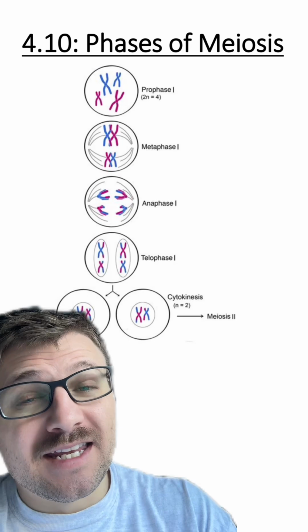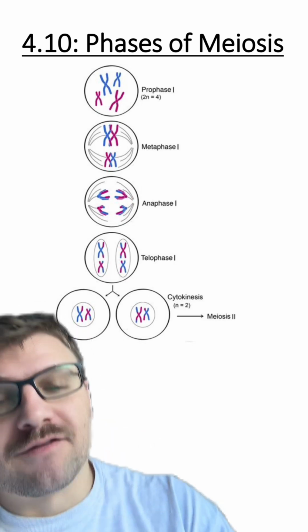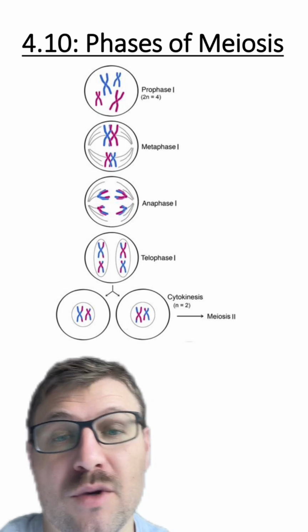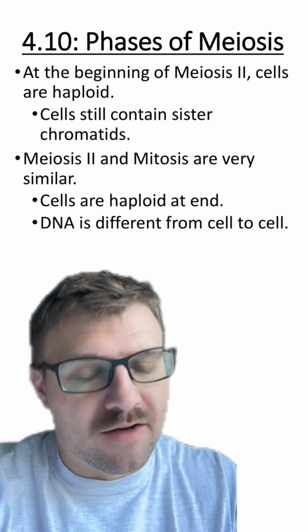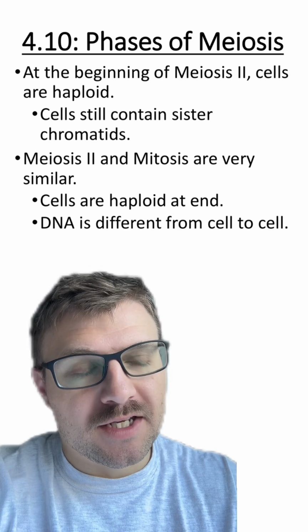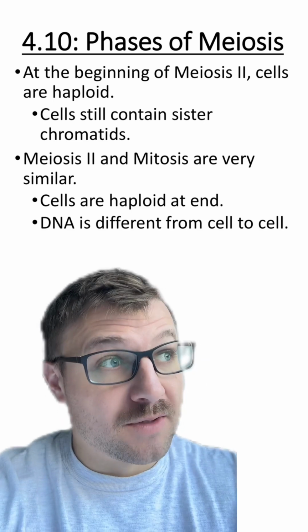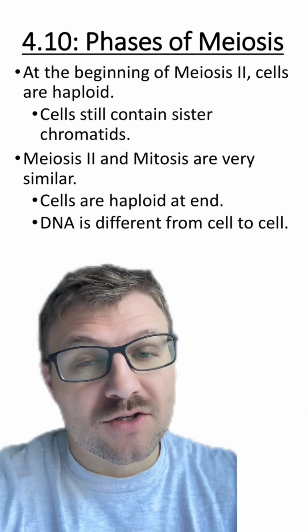If you look at the beginning cell in prophase 1, it has 4 chromosomes. Now the cells only have 2 chromosomes. This is because we started with a diploid cell, and now we're ending with 2 haploid cells. Meiosis 2 and mitosis are very, very similar. The major difference is that the starting cell isn't going to be diploid in meiosis 2, it's going to be haploid. But basically it looks very similar to mitosis because at this point we are going to separate the sister chromatids now.